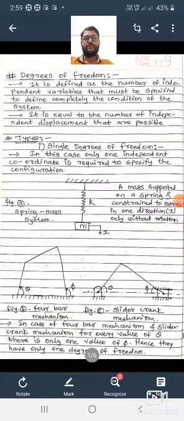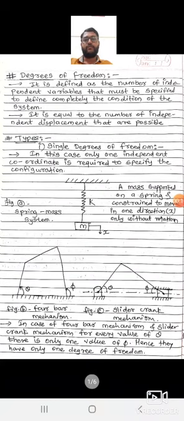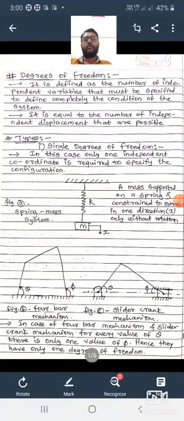Good morning, students. Today I would like to explain the concept of degrees of freedom from the subject Dynamics of Machinery of final year. Degrees of freedom is defined as the number of independent variables that must be specified to define completely the condition of a system. It is also equal to the number of independent displacements that are possible.